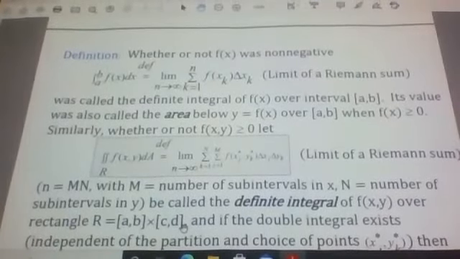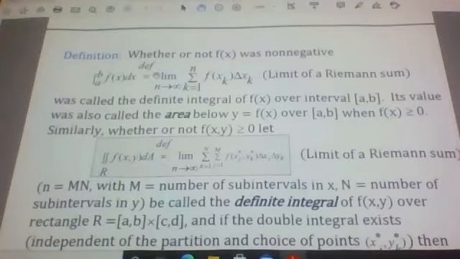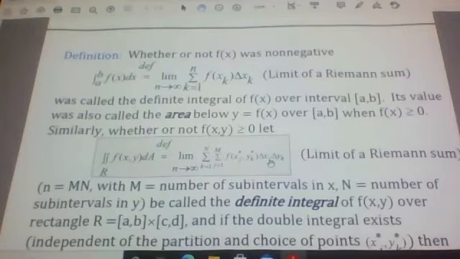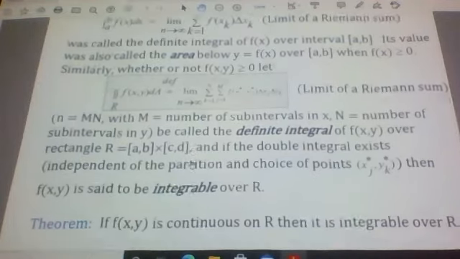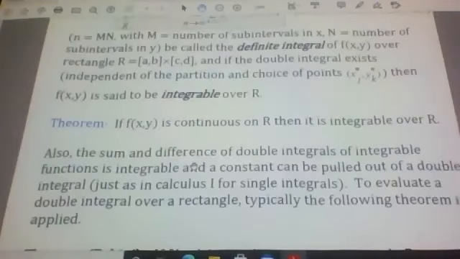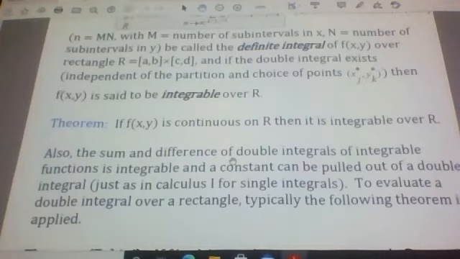Whether or not f is non-negative, we'll just call that in calculus 1. We'll say that the notation definite integral from a to b means the limit of the sum, right? And similarly in calculus 3, when we put the double integral over R of f of x, y, dA, that means the limit of this sum, right? Where we're going over a rectangle R, where x goes from a to b and y goes from c to d. And then this theorem, we said if f is continuous, then it's integrable.